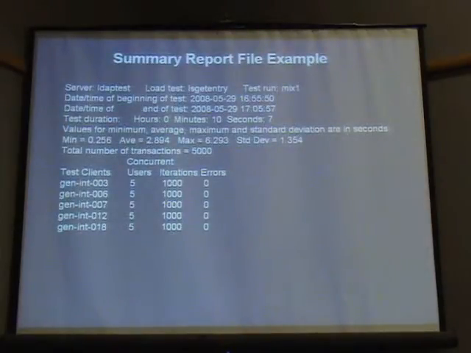Here's an example of the summary report file. So the name of the server, type of test, test run ID, begin and end time of the test and its duration, and then some statistics in seconds for the transaction time: the minimum, average, maximum, standard deviation. In this case, the average transaction time was 2.894 seconds. And then a list of the test clients or the generators and the number of concurrent users there.